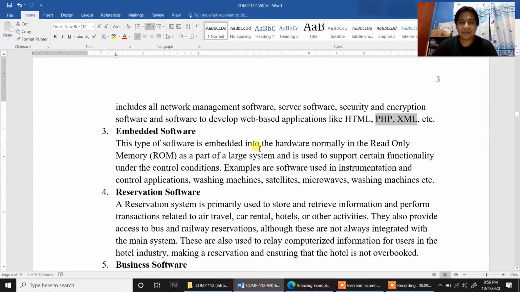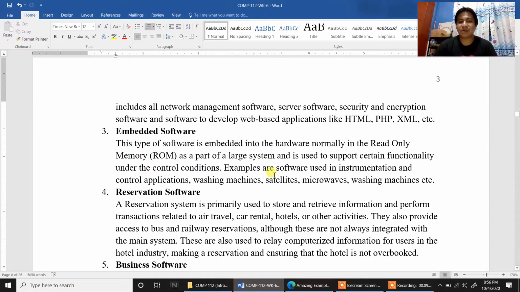Then we have embedded software. I mentioned it a while ago. Embedded software is embedded into hardware, normally on a read-only memory. It is in ROM, so it can no longer be edited and cannot be reinstalled. If you reinstall, it must be erased. That means everything you have done before, being read only, is erased automatically. It cannot be overwritten.